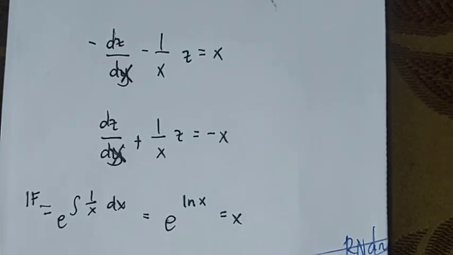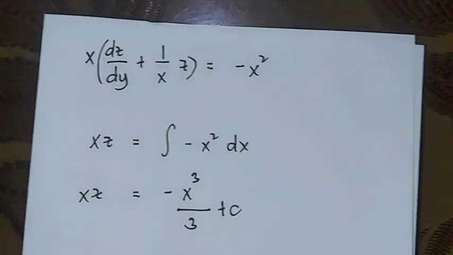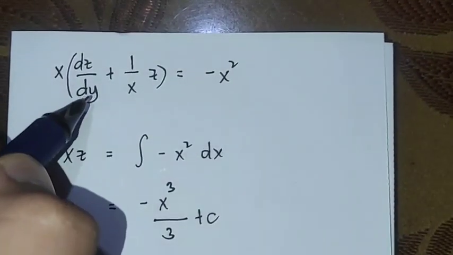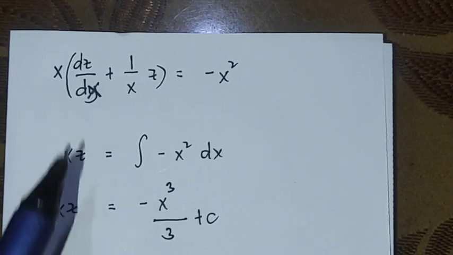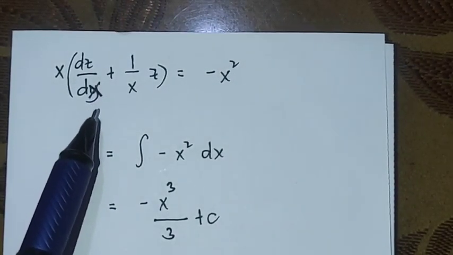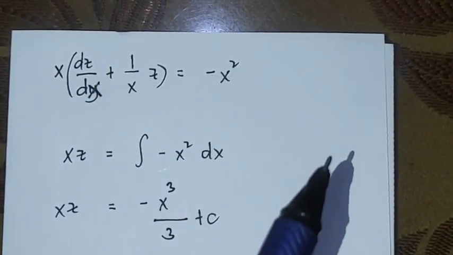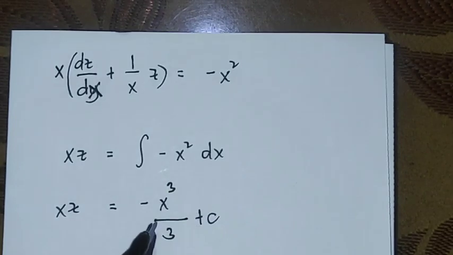Tapos ano ba yung steps sa integrating factor? Pag nakuha mo na yung IF, multiply mo na yung IF sa buong equation. So, ito siya, di ba? X times quantity dz over dx plus 1 over x times z is equal to negative x squared. Ito, apply natin yung second fundamental theorem of calculus. Kunin mo lang yung z, di ba? So, magiging z times x. Tas yung right side, integrate natin with respect sa dx. Integral ng negative x squared dx, magiging negative x cubed over 3 plus c. Ito na yung parang sagot, di ba?